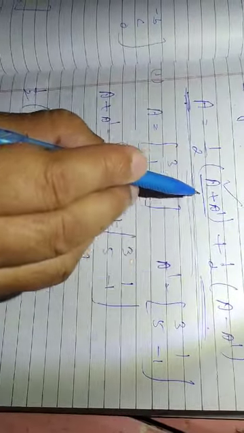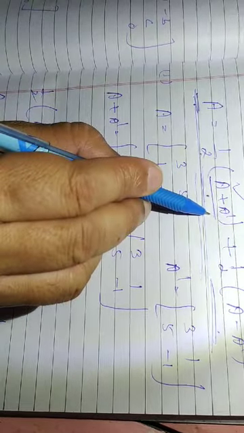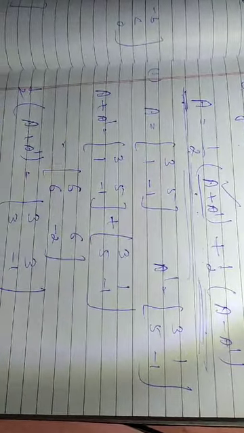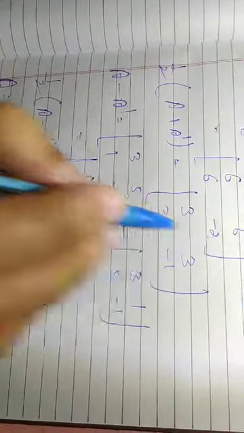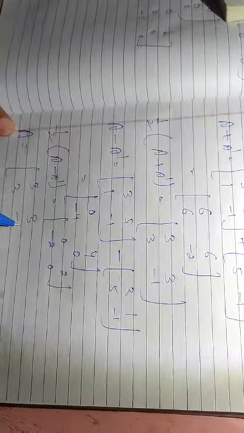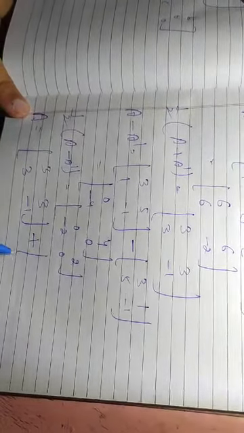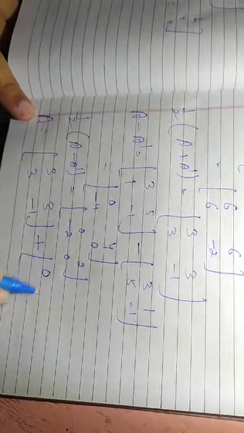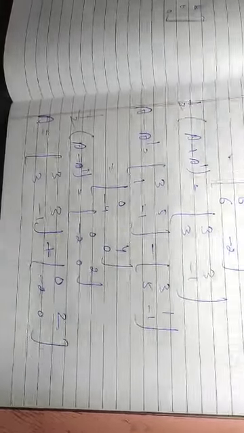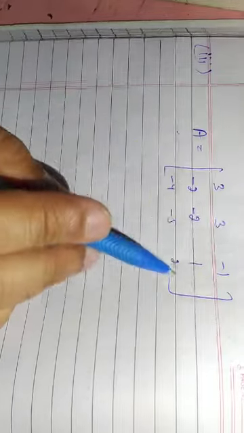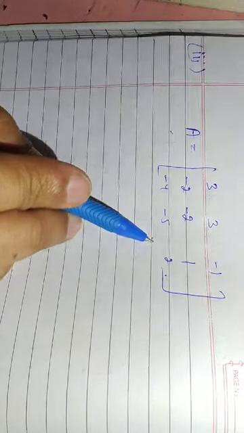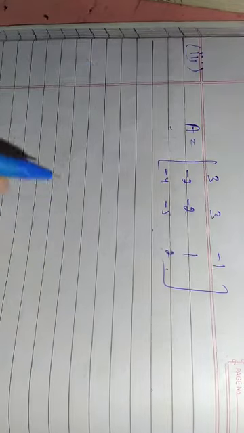Put the value of 1 by 2 of A plus A transpose here and 1 by 2 of A minus A transpose here. We write it: 3, 3, 3, minus 1 plus 0, 2, minus 2, 0. Now this is a 3 by 3 matrix. It can be expressed as a sum of symmetric and skew symmetric matrices.